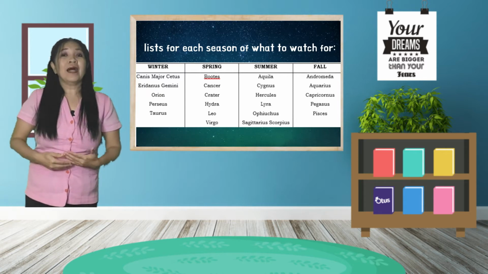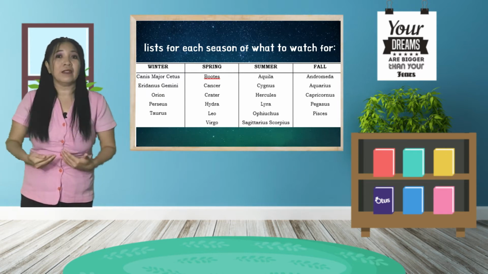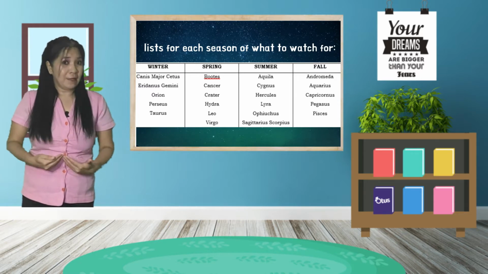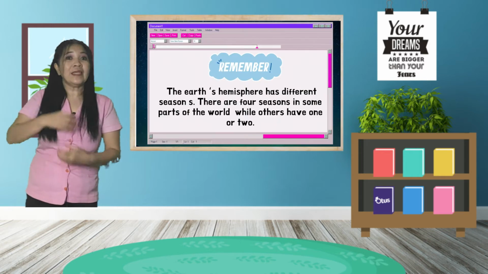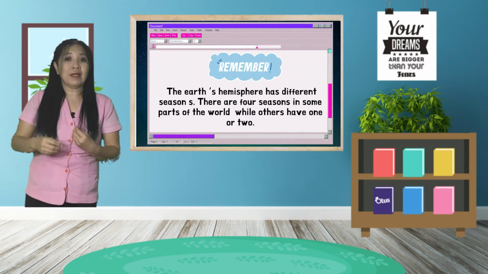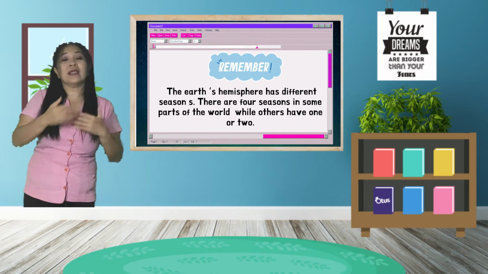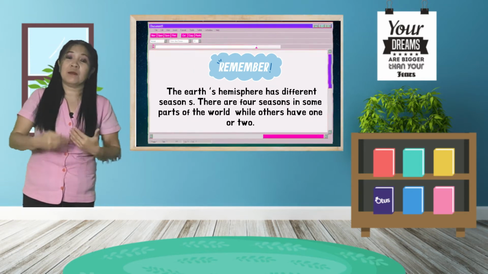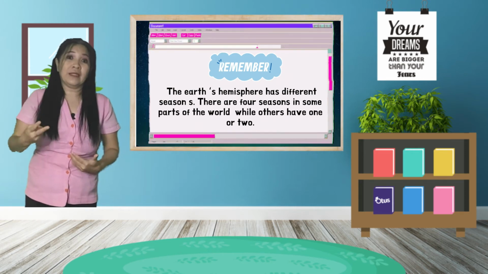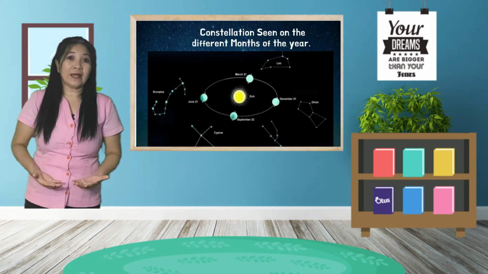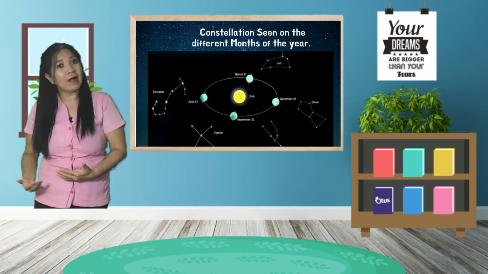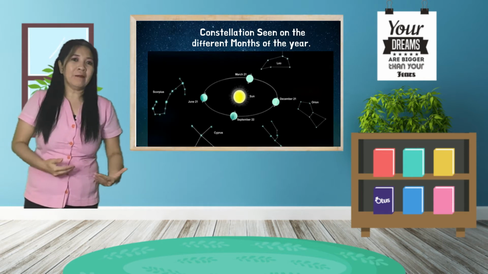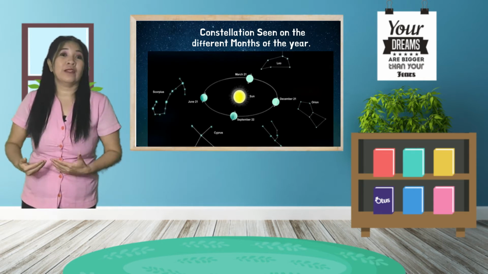And during fall, Andromeda, Aquarius, Capricornus, Pegasus, and the Pisces constellations can be seen. But always remember that the Earth's hemispheres have different seasons. There are 4 seasons in some parts of the world, while other countries experience only 2 seasons. To better understand why some constellations are not seen at a certain month, let's analyze and evaluate this figure together.